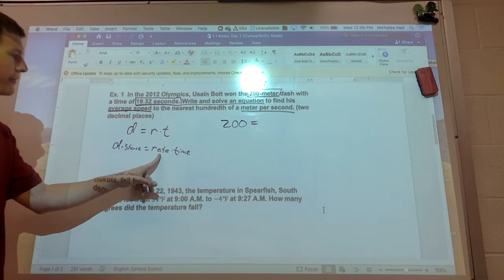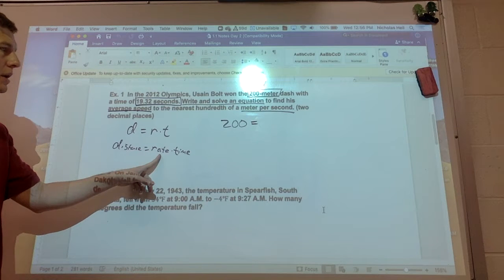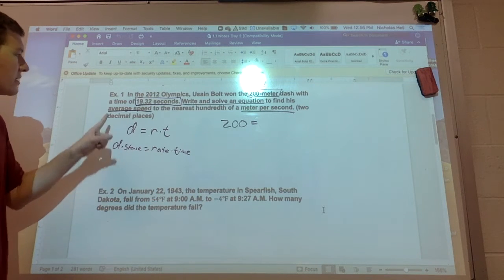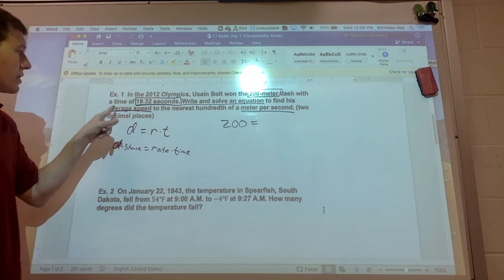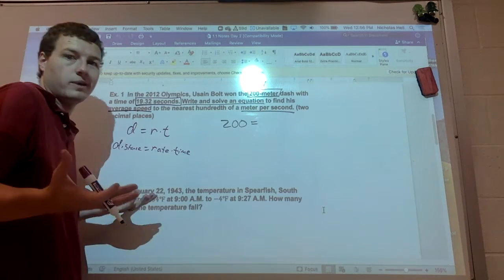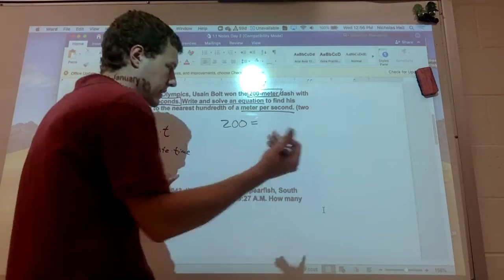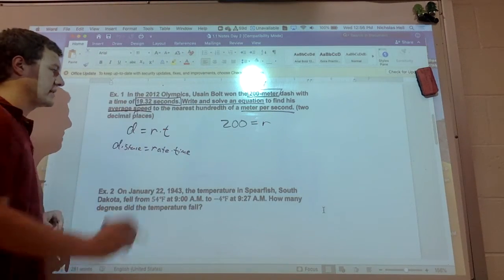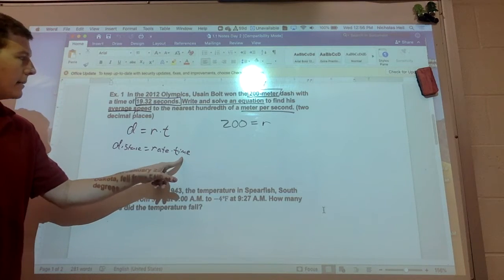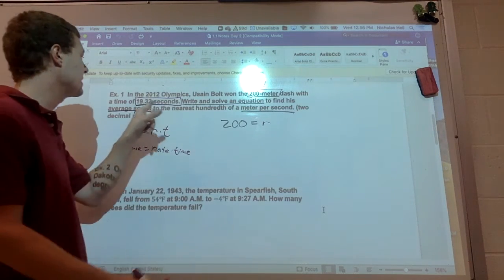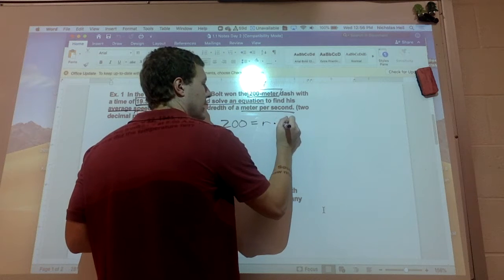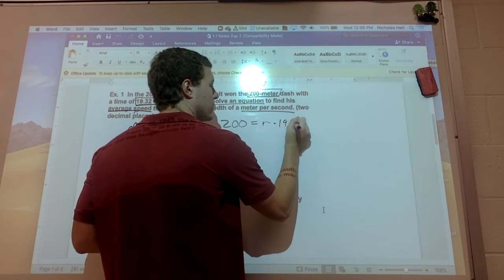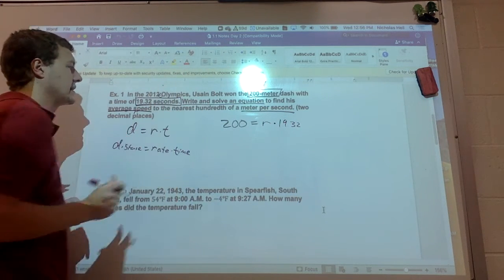Rate, do I have the speed that he was going? No, I don't, because that's what I'm looking for. I'm trying to find his average speed. So we can't know the average speed before we find it. So I'm just going to keep that as R for my rate. So that's the rate that I'm looking for. And then I have time. And we definitely have time here. It's 19.32. So I'm multiplying this by 19.32. That's my time. I'll label that as such.